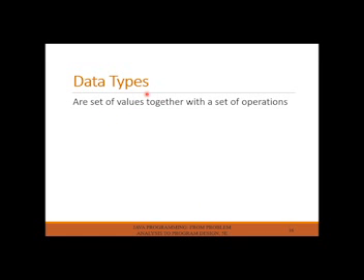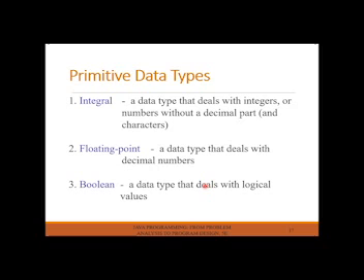Data types, ano po ito? Data types are set of values together with a set of operations. What are the different types? We have the primitive data types. Ano yung mga under ng primitive data types with the integral, floating point, at saka boolean. Pag sinabing integral, this is a data type that deals with integers or numbers without a decimal part and no characters. Puro numbers lang po pag sinabing integral. At walang decimal part, so walang 0.0, 0.2, walang ganon.